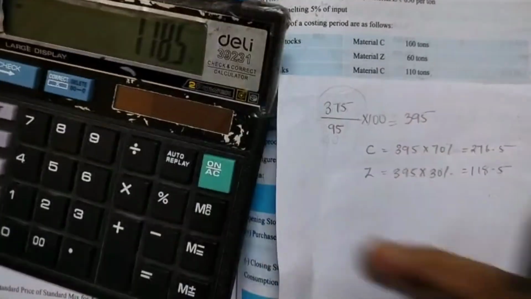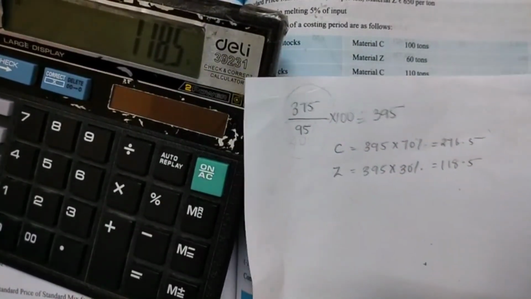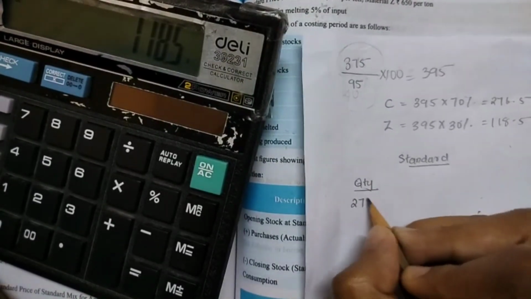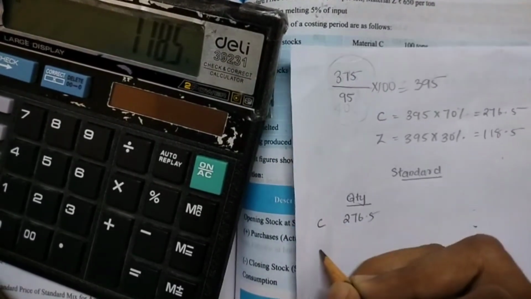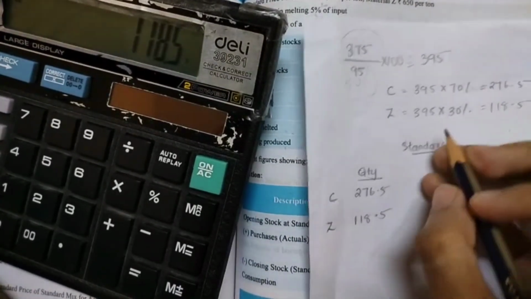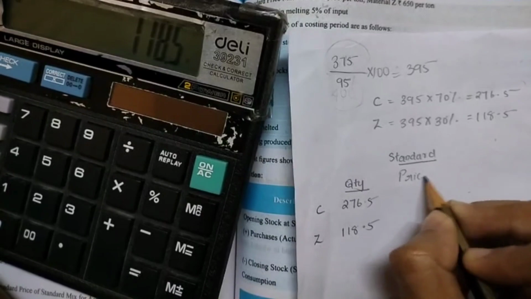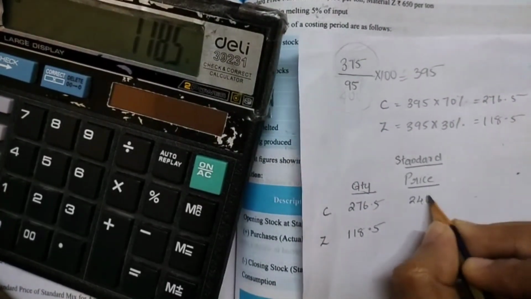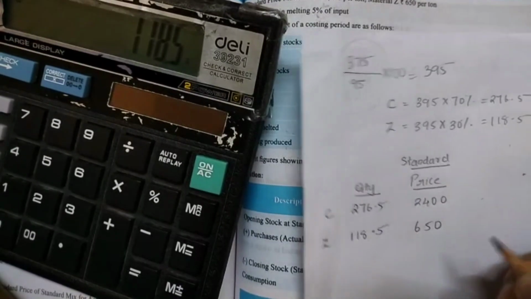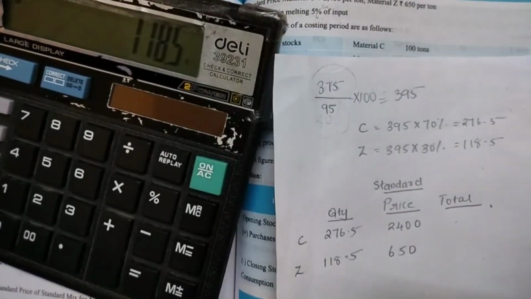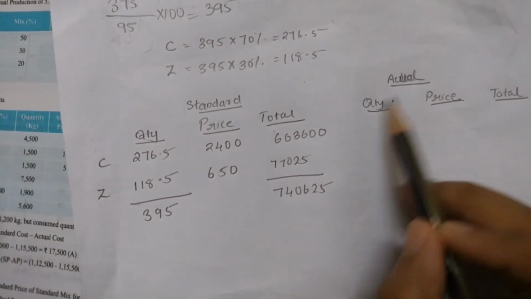We can write down the data in a table format. It's 276.5 in case of copper, zinc is 118.5, and the prices they have given us are 2400 and 650. We can work out the total here. Now we have to find the actual data as well.